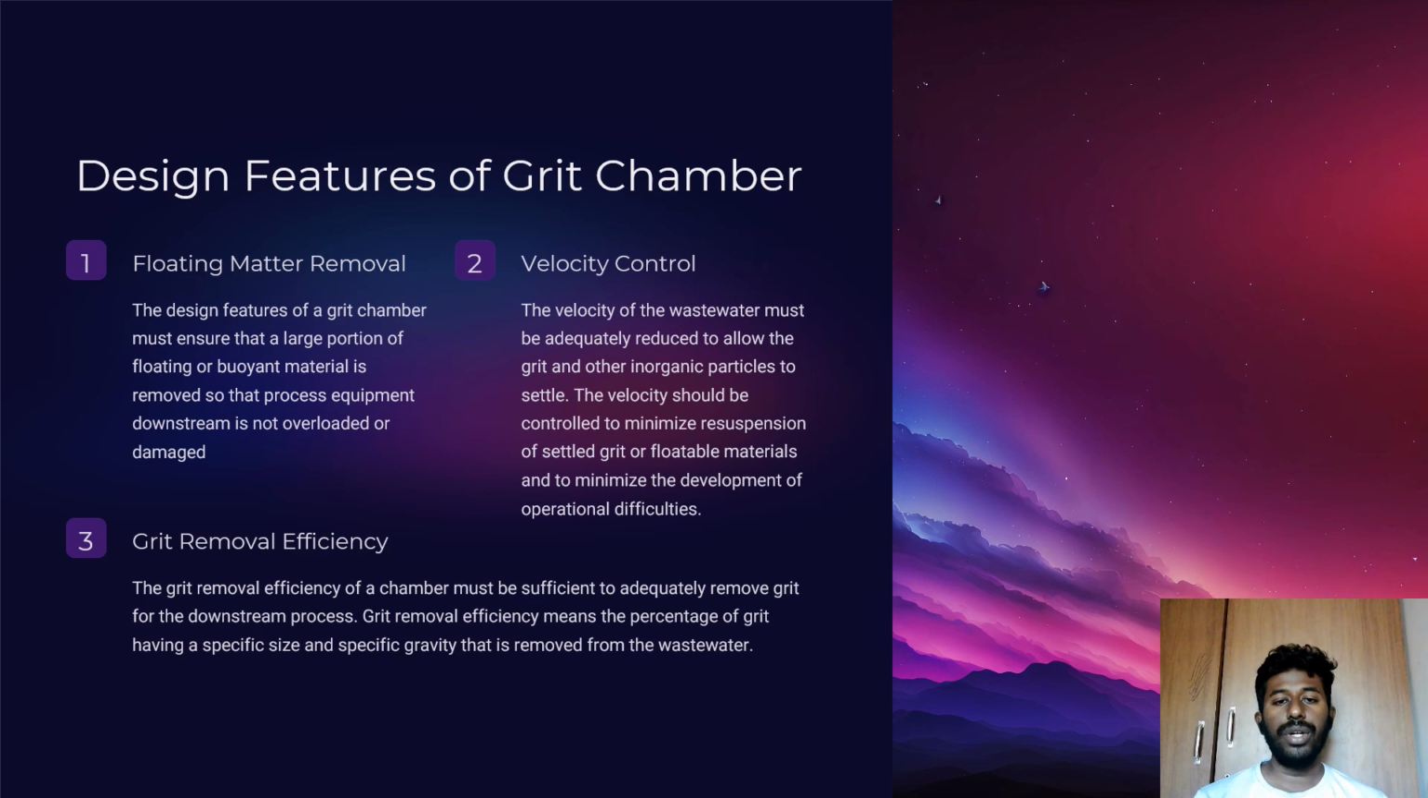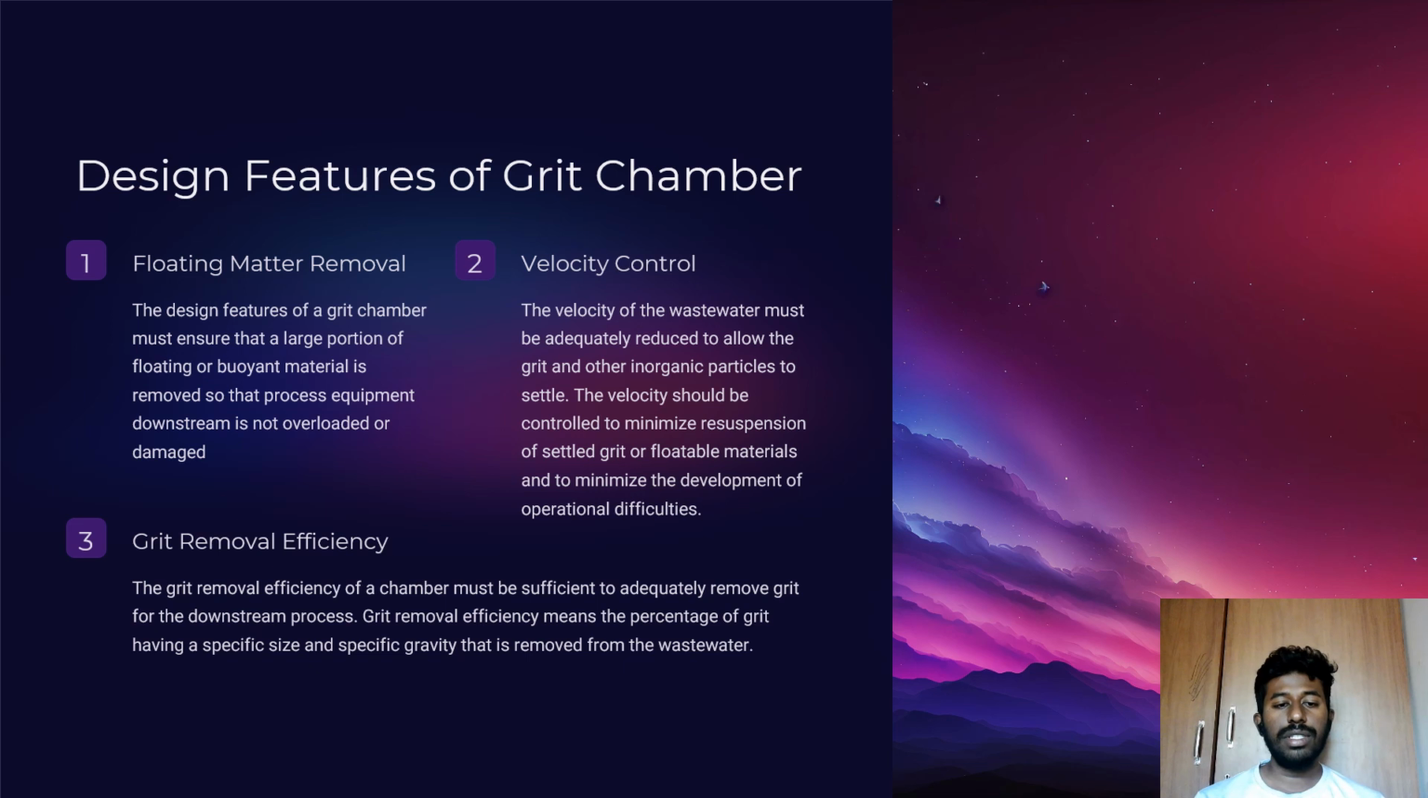Moving on to the next point, velocity control. The velocity of wastewater must be adequately reduced to allow the grit and other inorganic particles to settle. The velocity should be controlled to minimize the suspension of settled grit or floatable materials and to minimize the development of operational difficulties. Velocity is usually slowed down in the grit treatment process to bring the heavier particles down to the bottom and keep the lighter particles at bay.